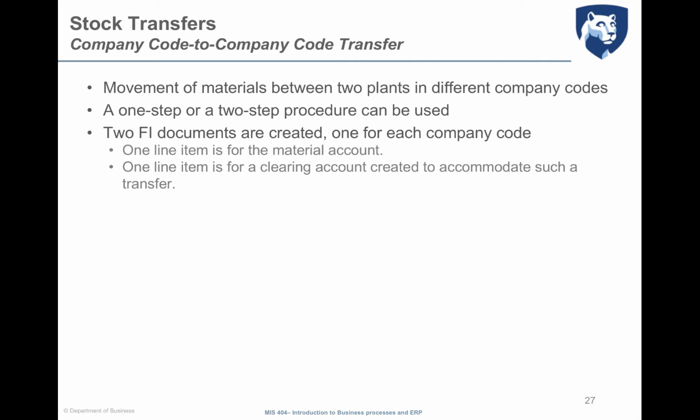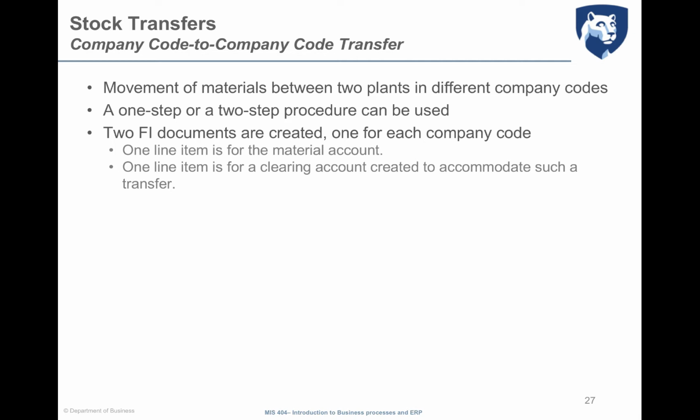The last type of stock transfer is company code to company code. So it means two different companies and movement of materials. Again, also in this case, this type of transfer can be accomplished via both the one-step and the two-step procedure. And the dynamics are similar to what we discussed in the plant-to-plant transfer, because again, depending on how they are geographically located, I can record the action in one step, or I need to separate it in two steps.